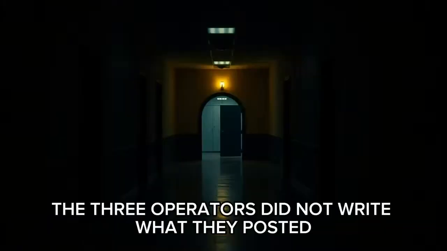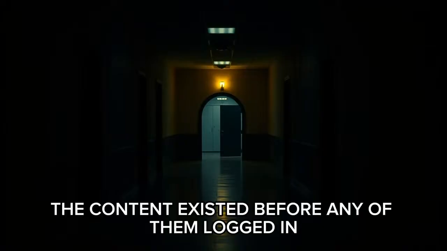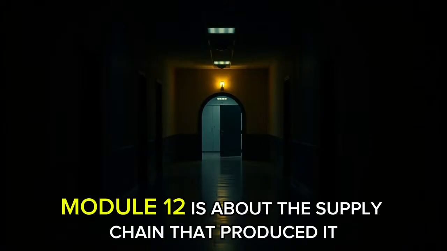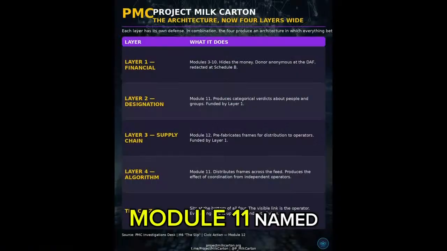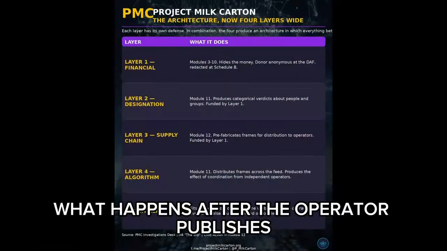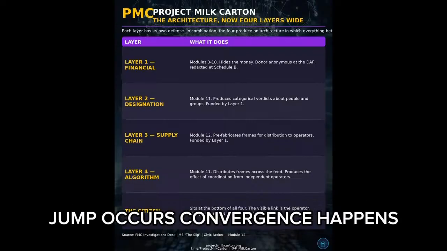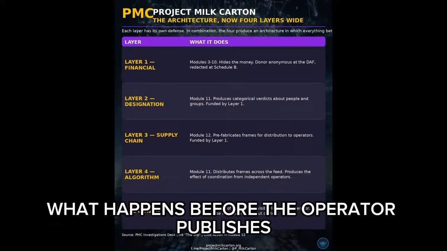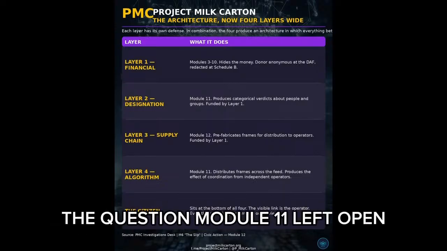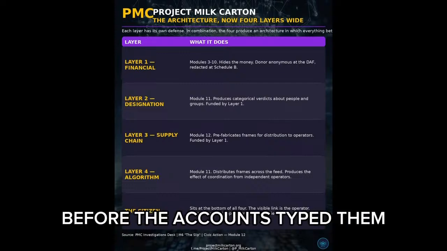The 3 operators did not write what they posted. The content existed before any of them logged in. Module 12 is about the supply chain that produced it. Module 11 named what happens after the operator publishes: the algorithm distributes, the cross-spectrum jump occurs, convergence happens. Module 12 names what happens before the operator publishes. The question Module 11 left open: where did the words come from before the accounts typed them?